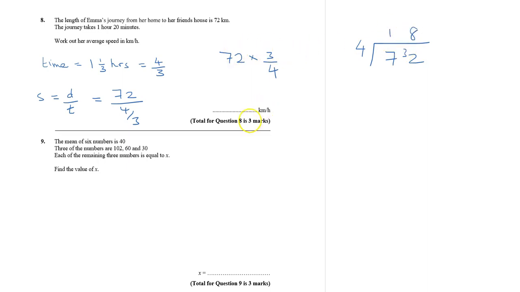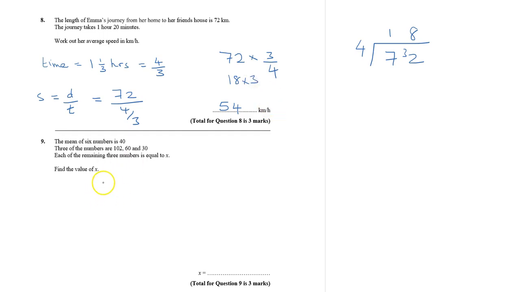Now to work out the average speed, we need to do distance divided by time, which is 72 divided by this 4/3. Now when we're dividing by a fraction, we multiply by its inverse. So we do 72 times 3/4. Now in this case, it's most often easiest to do the division by the denominator first and then multiply by the numerator. So if we do 72 divided by 4, 4 goes into 7 once, remainder 3, which is 8. So we've got 18 times 3, which is 54. So the average speed is 54 kilometers an hour.